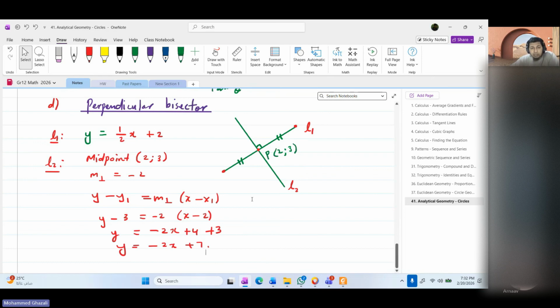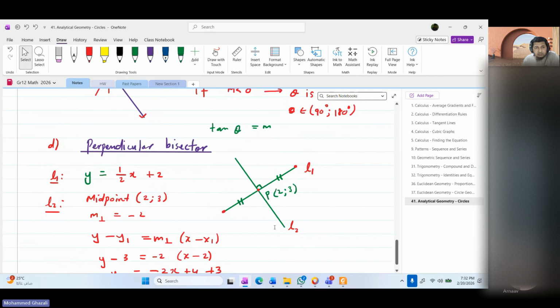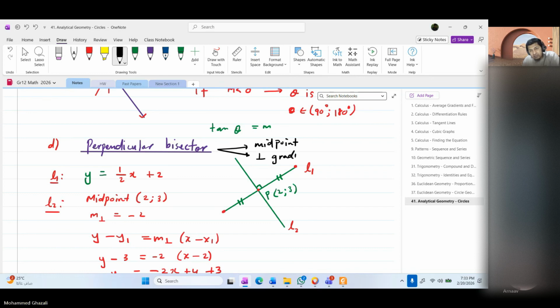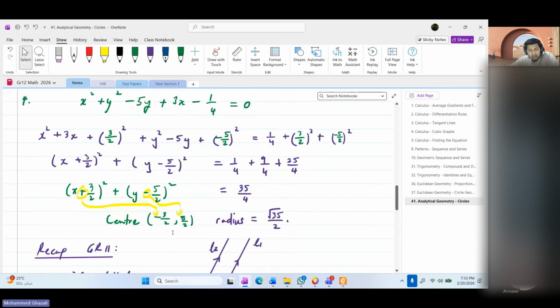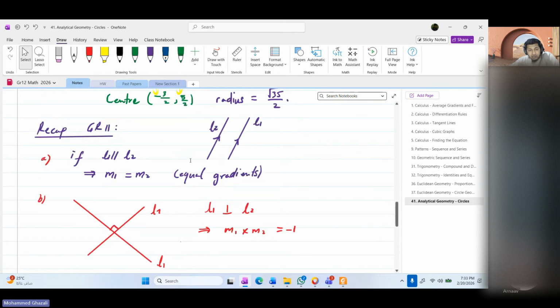So first, a perpendicular bisector means two things. You need the midpoint and you need the perpendicular gradient, the gradient which is perpendicular to line L1. And I think that's it. These are the key concepts.